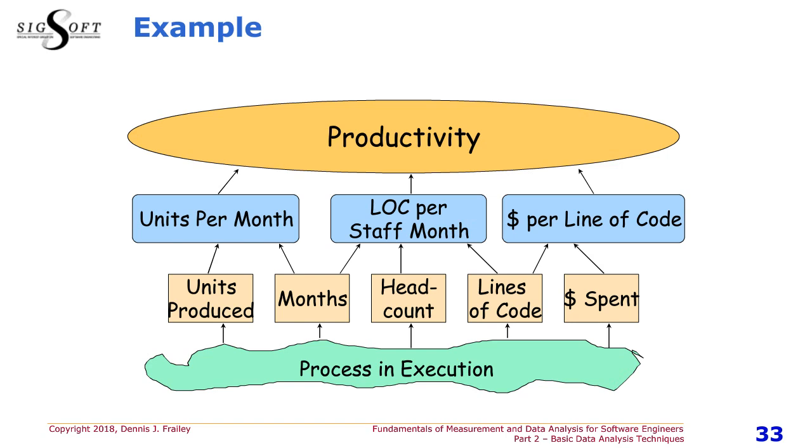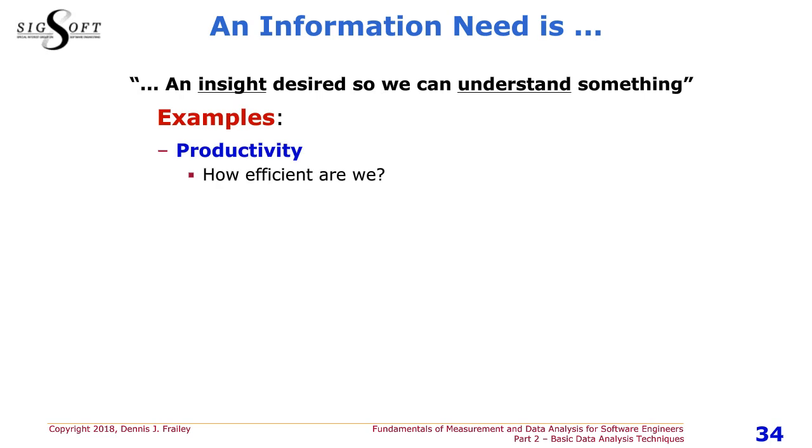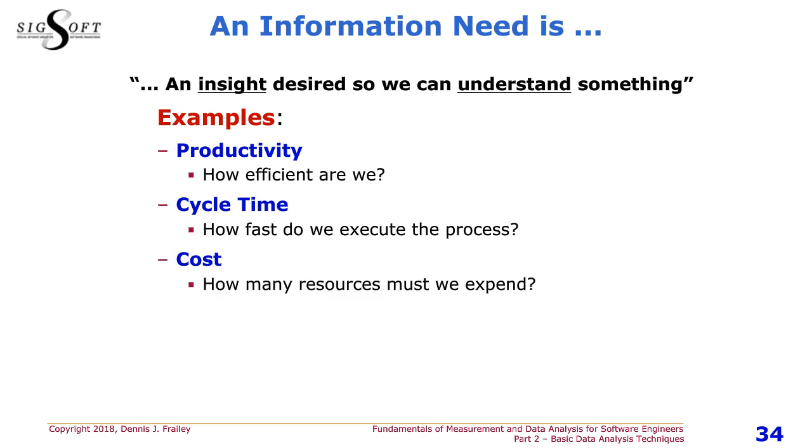An information need is an insight desired so we can understand something. Here's some examples. Productivity is an insight. We want to know how efficient we are. Cycle time is another kind of information need. It says how fast are we? How quick are we? Another one is cost: how much is it costing us to produce this thing? How many people are we paying for how many hours, how many machines, etc.?